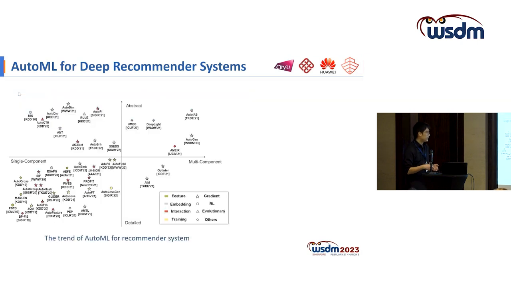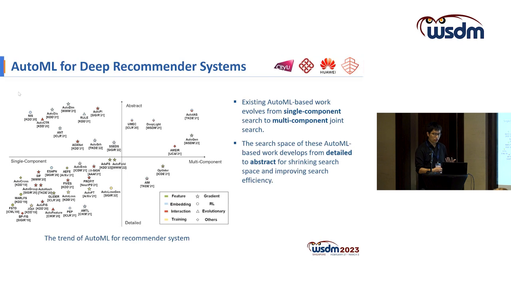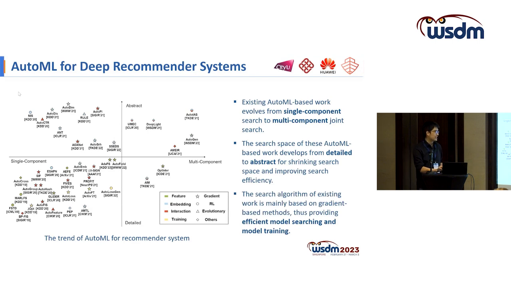This figure shows the trend of the AutoML method for recommendation systems. From this figure, we can have the following observations. Firstly, the existing AutoML methods evolve from single domain, single component search to multi-component joint search. And secondly, the search space of this AutoML method develops from the details to abstract for shrinking search space and improving the search efficiency. And thirdly, the search algorithm of existing work is mainly based on gradient-based methods, and thus can provide efficient model searching and model training.